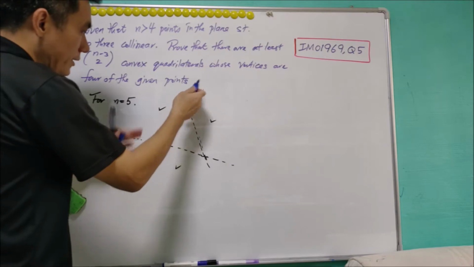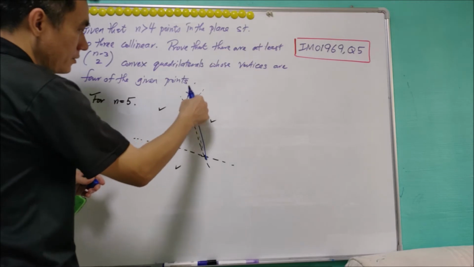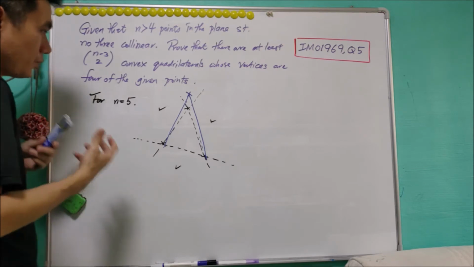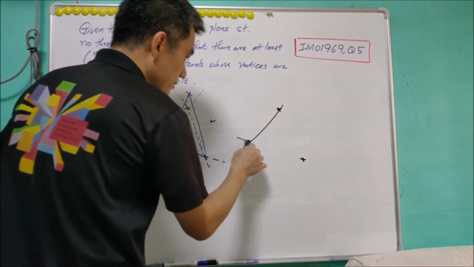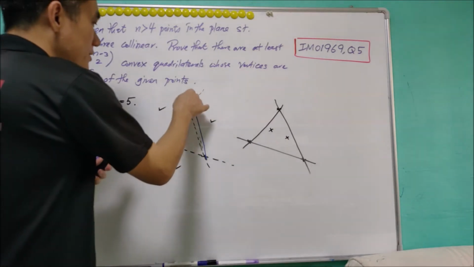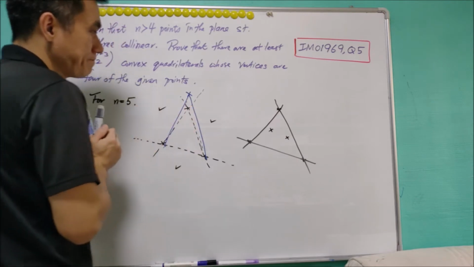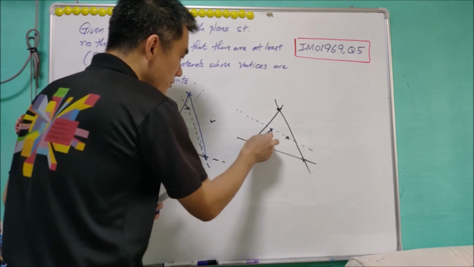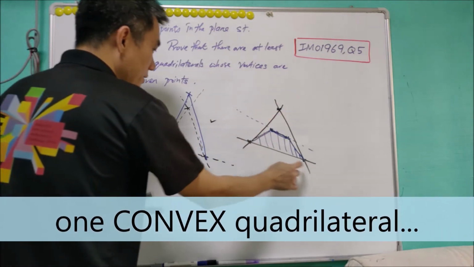We can draw a bigger triangle like this if the 4th point is in this region, likewise in this or this region. With this, we can just consider that we start with a triangle and the other 2 points inside the triangle. If it's not inside the triangle, we can have a bigger triangle that includes this initial vertex. Then we can form a convex quadrilateral using these 4 points. So we will have one quadrilateral if n equals 5.